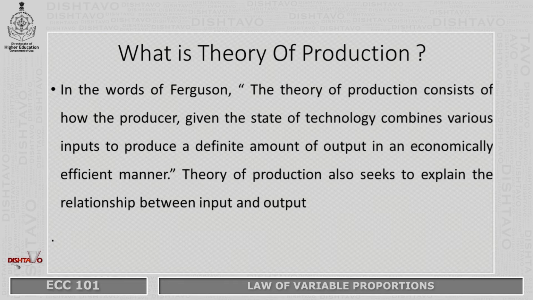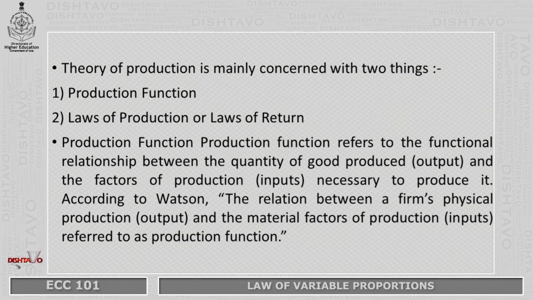So what is the theory of production? In the words of Ferguson, the theory of production consists of how the producer, given the state of technology, combines various inputs to produce a definite amount of output in an economically efficient manner. The theory of production also seeks to explain the relationship between input and output. So theory of production is mainly concerned with two things: the production function, and the law of production, or law of returns.